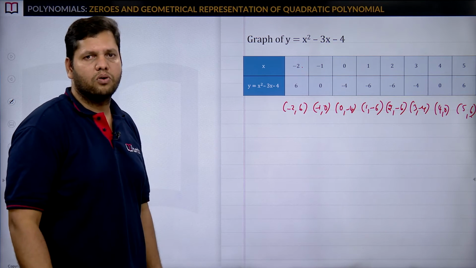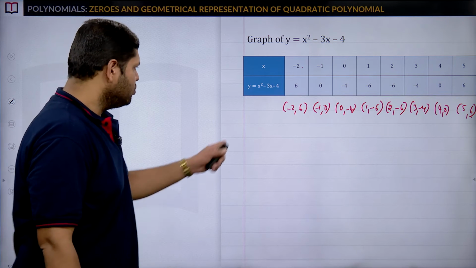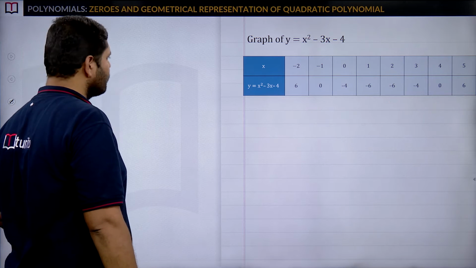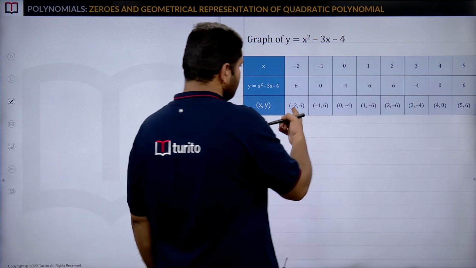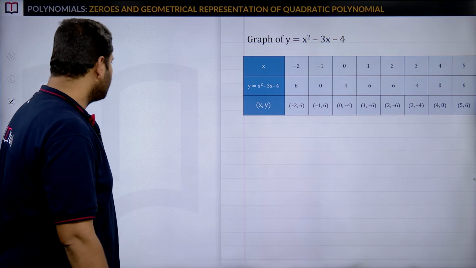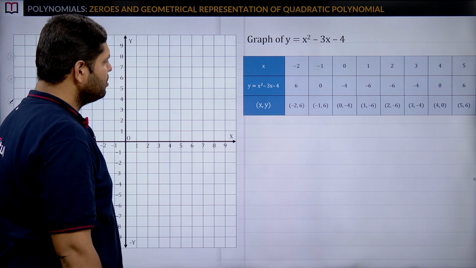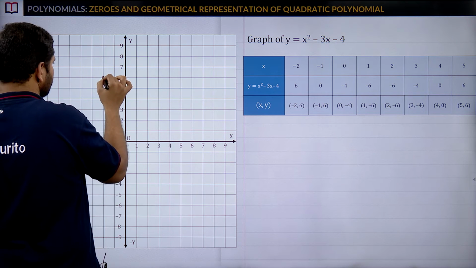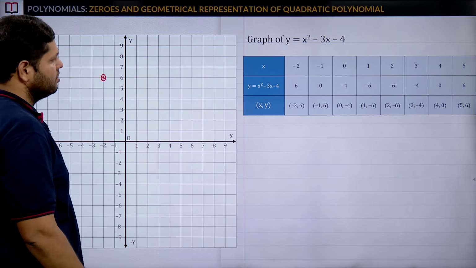Clear children? These are the points we need to plot on the graph. So we have to take all these points. See, these are the points children, minus 2 comma 6 up to 5 comma 6. Now children, I am taking the graph. What is the first point children? Minus 2 comma 6. So this is minus 2 and this is 6. So this point is minus 2 comma 6.